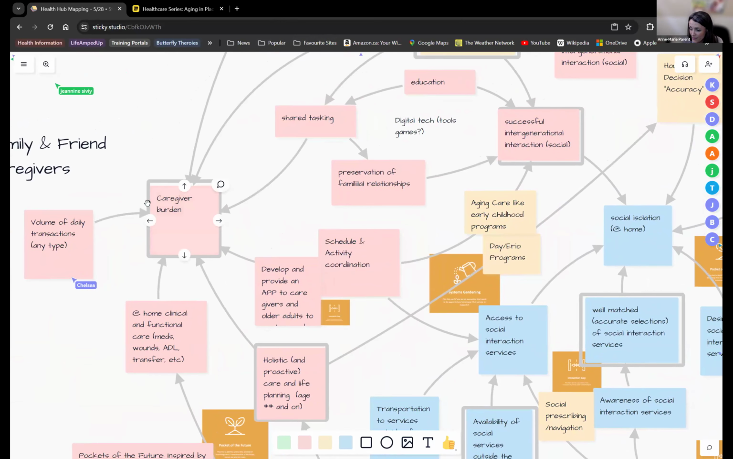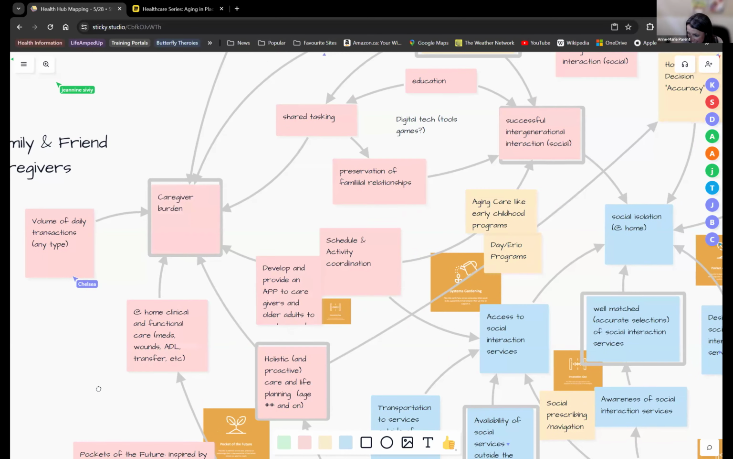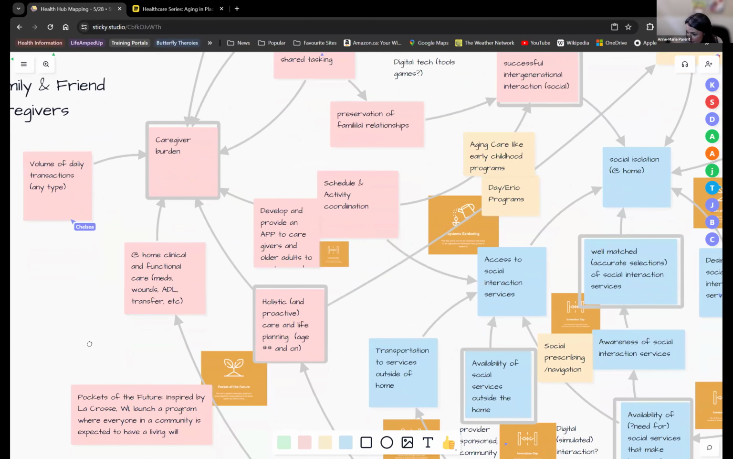And in here, the ones that we highlighted, like caregiver burden, had a lot of arrows coming in. Holistic and proactive care and life planning was connected to that, and successful generational interaction, which is how it connected to the housing there. But what are some ideas that emerged around here?